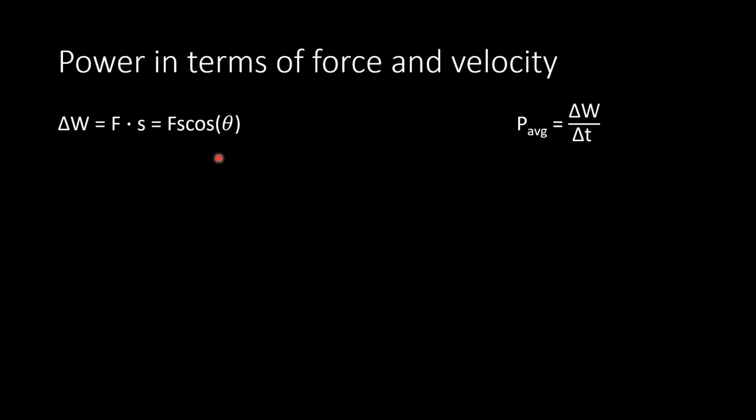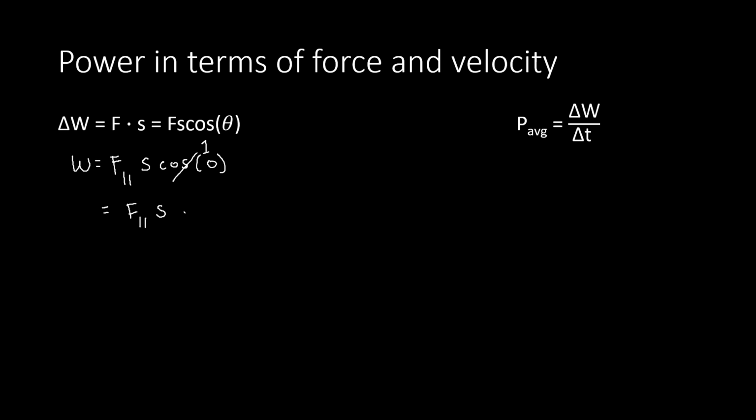So suppose that the force and displacement vectors were parallel to each other. This will make the angle between the two vectors 0. So we would get that the work is equal to the force vector, which is parallel to the displacement vector, times the cosine of 0. And since we know that the cosine of 0 is just 1, we would get that the work is equal to the force times the displacement.